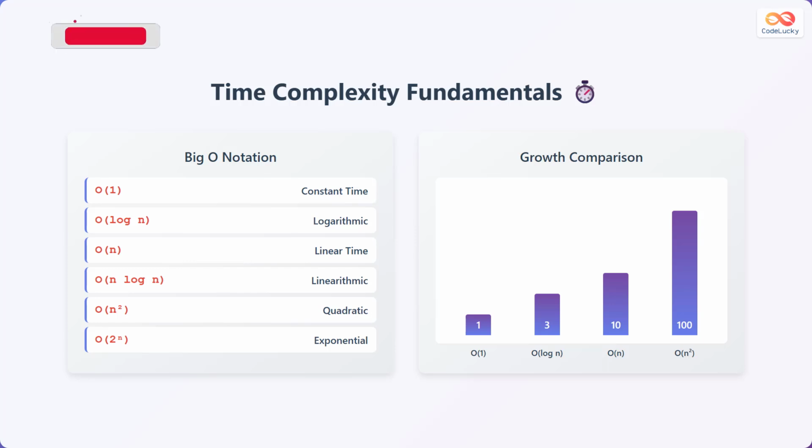O of n represents linear time, where runtime grows proportionally with input. O of n log n is linearithmic, typical of efficient sorting algorithms like merge sort. O of n squared is quadratic time, often seen in nested loops. O of 2 to the power n represents exponential time, which should be avoided for large inputs. Understanding these complexities helps you choose the most efficient solution for any problem.